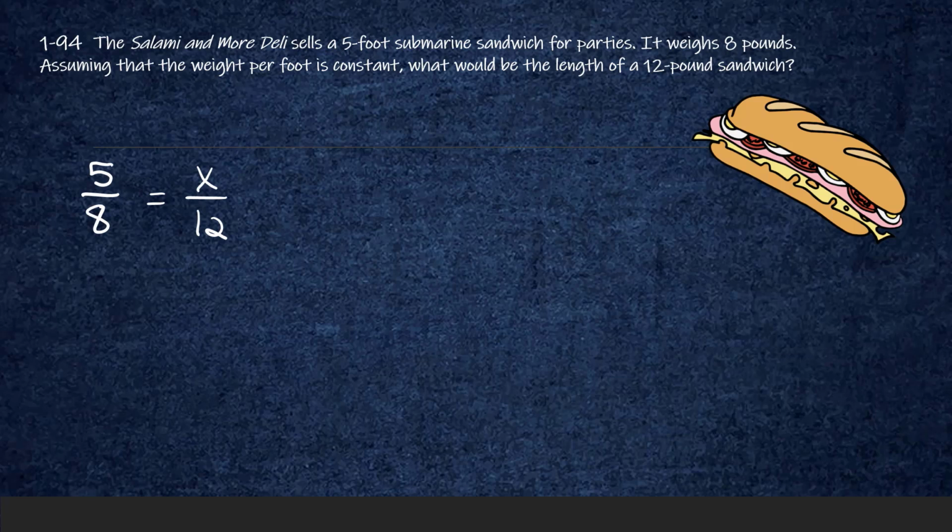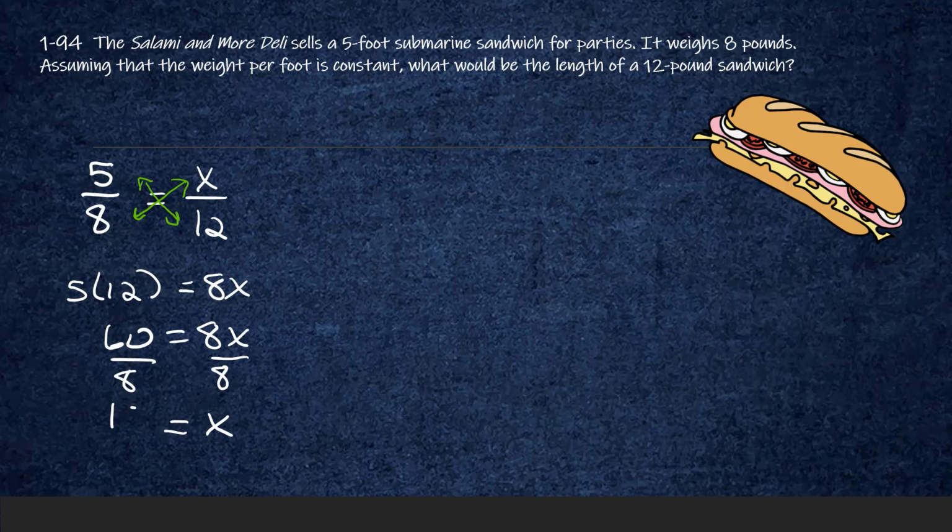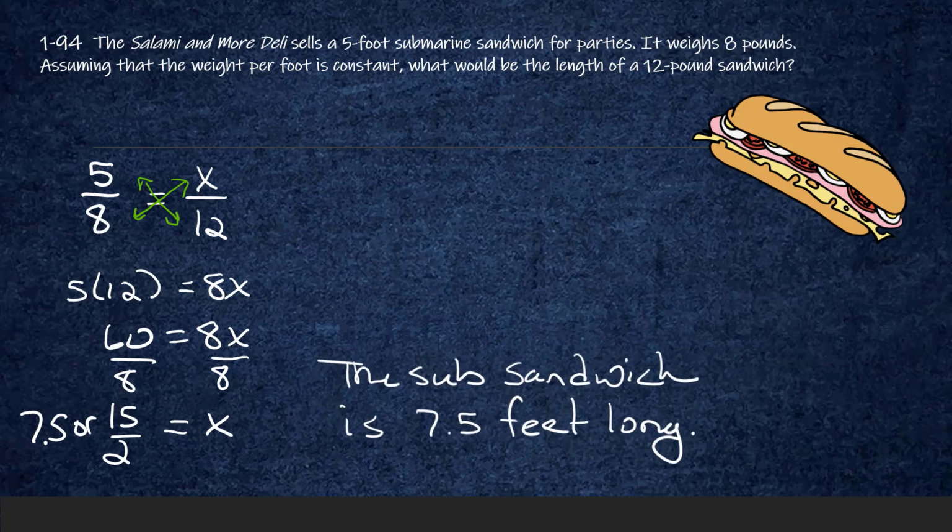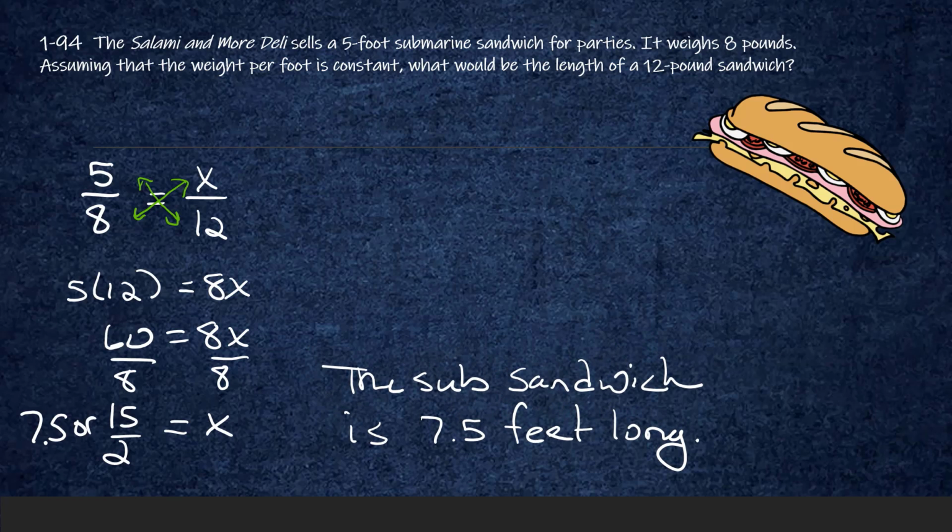I like to do it this way myself. I set up 5 feet per 8 pounds. So what is the feet per 12 pounds? I set it up as a fraction, and then I do cross multiplication. That sets it up as 5 times 12 equals 8x. Then I basically divide by 8, because 5 times 12 is 60, divide by 8, and you get 15 over 2, or 7.5. So your answer should say something like the sub sandwich is 7.5 feet long. And that is for a 12-pound sandwich. So that is 1-94, and we are moving on.